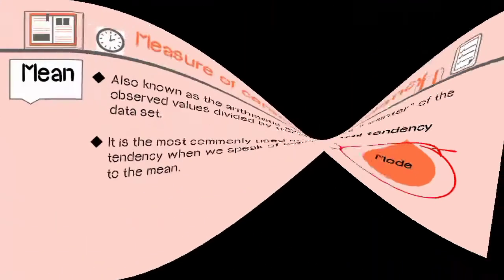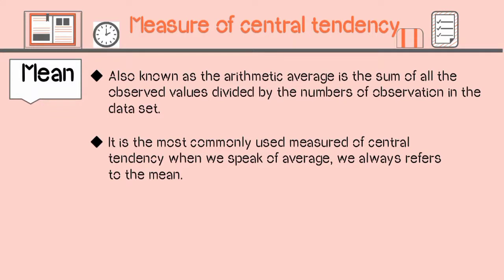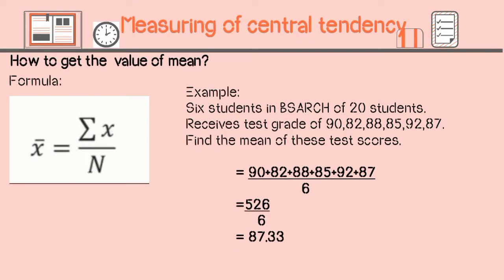Mean, also known as the arithmetic average, is the sum of all the observed values divided by the number of observations in the dataset. It is the most commonly used measure of central tendency. When we speak of average, we always refer to the mean. How to get the value of the mean? So here is the formula for the mean. Now let's focus on the example.